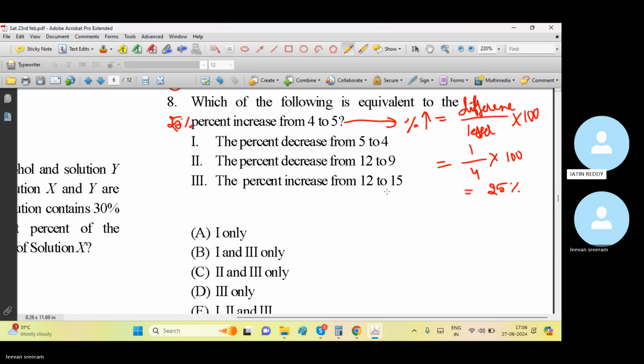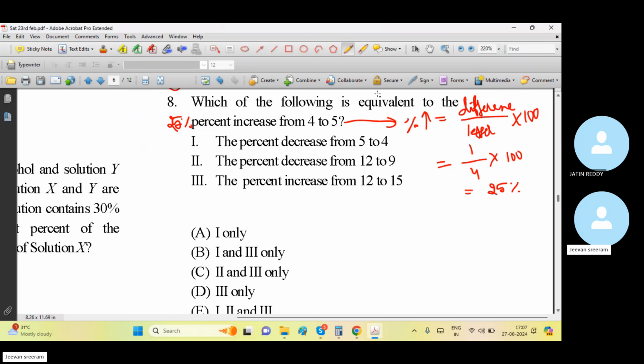For the percentage decrease one, the test maker is asking you to check only the change. It's not about decrease or increase. If the percentage quantities are the same, that would be your answer. Although it is a decrease, if the quantity is a 25% decrease, that's your answer.